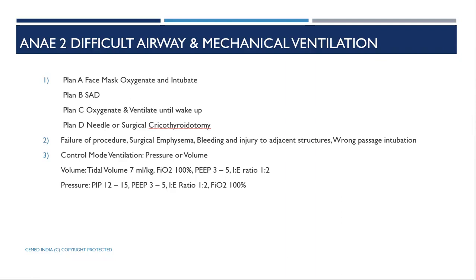Plan A is you oxygenate and intubate. If you're not able to intubate, you try to oxygenate the patient, bring his oxygen levels up, and put in a supraglottic airway device. Plan A is face mask: you use the mask, oxygenate and intubate. SAD, which I've written over there, means supraglottic airway device. It's easy to remember: face, SAD, wake up, and surgery. So oxygenate and ventilate until wake up, and plan D is surgery. That's needle or surgical cricothyroidotomy.